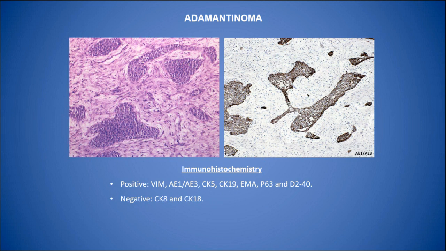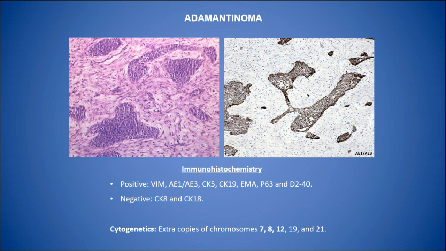Adamantinoma is positive for the mesenchymal marker vimentin, but also a variety of keratins, including A1, A3, CK5, CK19, among others. EMA is also positive, as well as p63, and interestingly, podoplanin will also be positive, D2-40, in adamantinoma. CK8 and 18 are negative, so CAM5.2 will be negative, and this will be good for the differential diagnosis.